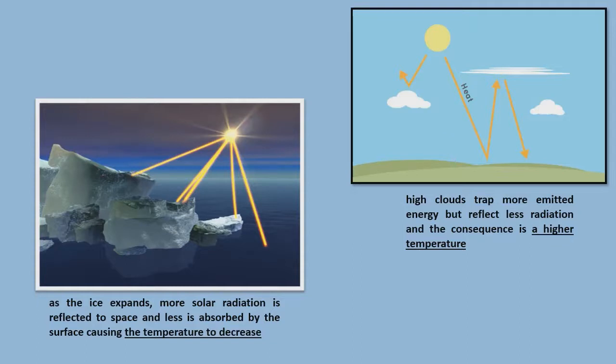The second example is, high clouds can trap more emitted energy from Earth but reflect less solar radiation, and the consequence is a higher temperature is accumulated.